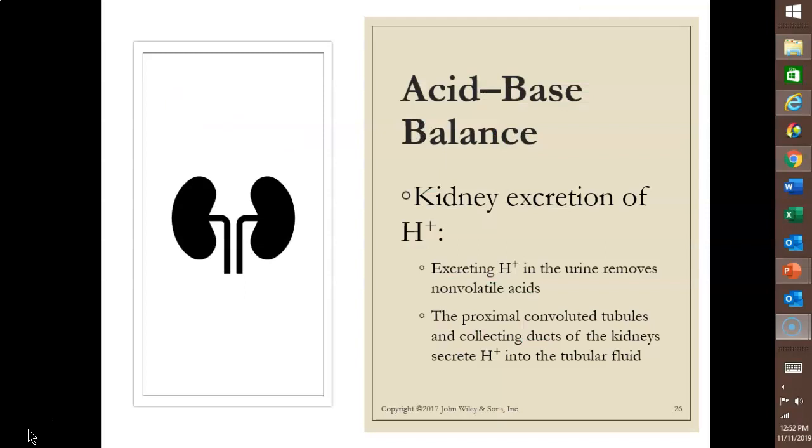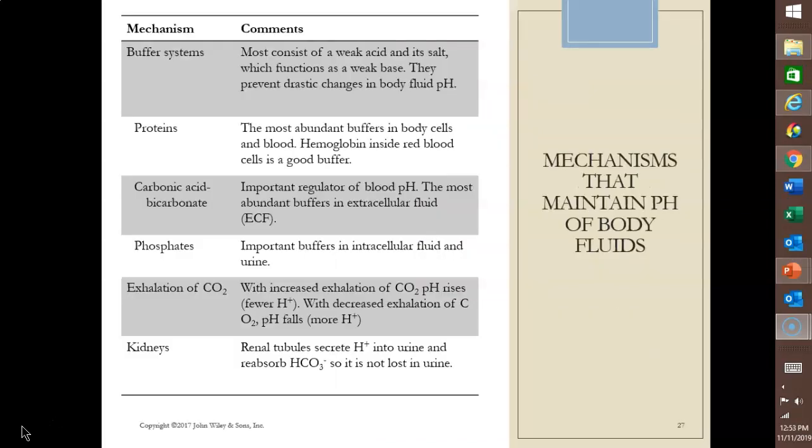Metabolic reactions create a lot of acids, a huge amount of acids, and the only way to get rid of all of those hydrogen ions in that huge amount is to excrete them in the urine. So the proximal convoluted tubules and the collecting ducts of the kidneys secrete hydrogen ions into the tubular fluid. Because these ions can't diffuse back into the tubular cells, then they're excreted in the urine.